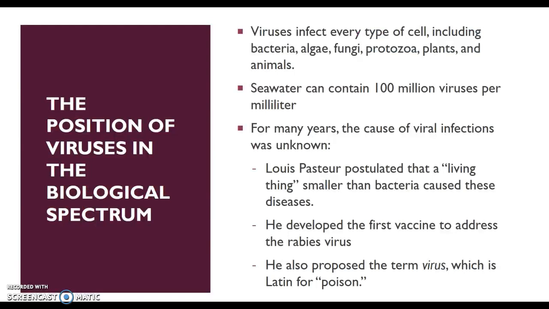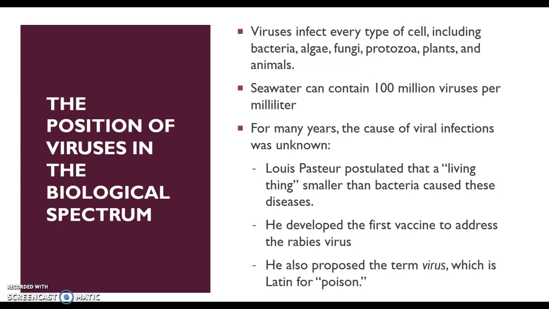So viruses are able to infect every type of cell on Earth. There are viruses that infect bacteria, algae, fungi, protozoa, plants, and animals. They are the most predominant character, I guess, on Earth. Seawater is estimated to contain about 100 million viruses per milliliter.